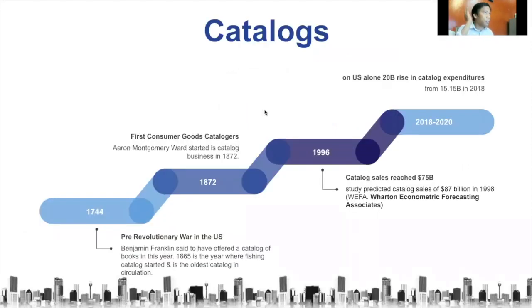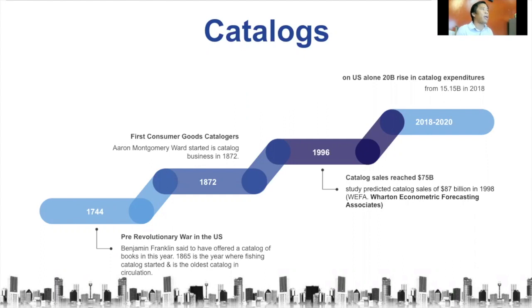So catalogs represent some of the earliest examples of direct marketing and mail order businesses. According to history, garden seed catalogs were meant to be distributed in the American colonies before the Revolutionary War. And Benjamin Franklin is said to have offered a catalog of books in 1744. The Orvis Fishing Catalog, however, began in 1856. This is a typo. This is not 1865. This is 1856. And it is America's oldest catalog still in circulation.